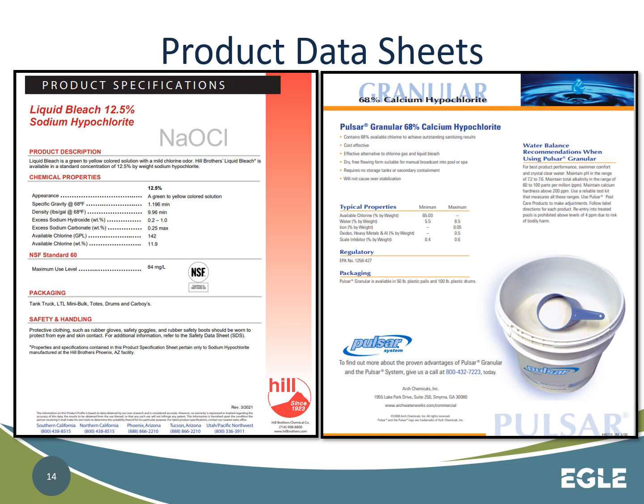The next one here is calcium hypochlorite, and again, it's a solid. You can see there in the typical properties your available chlorine, percent by weight, gives you 65% available, meaning that in 100 pounds of this powder, 65% is pure chlorine.